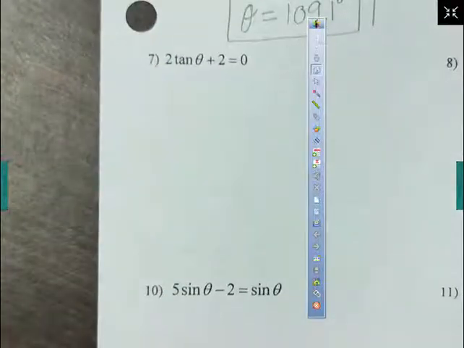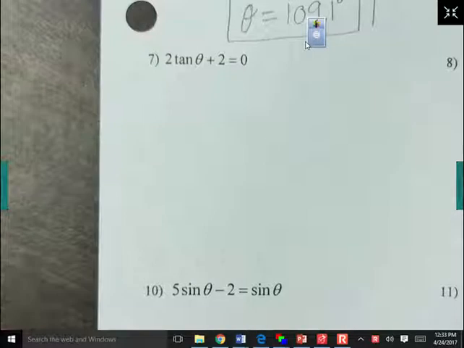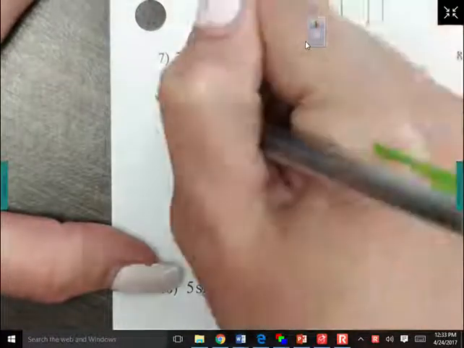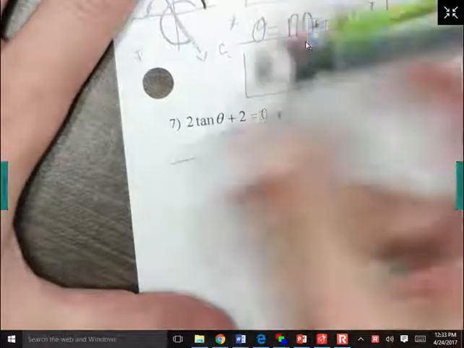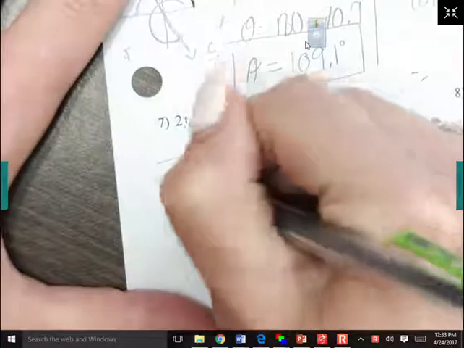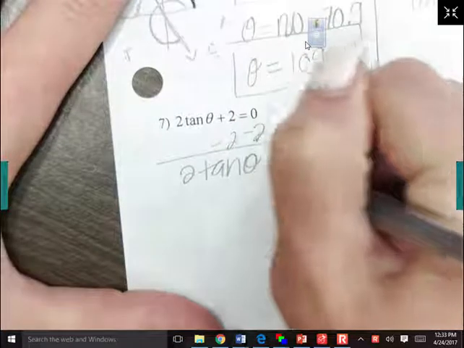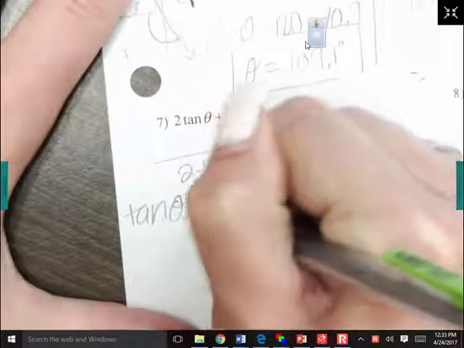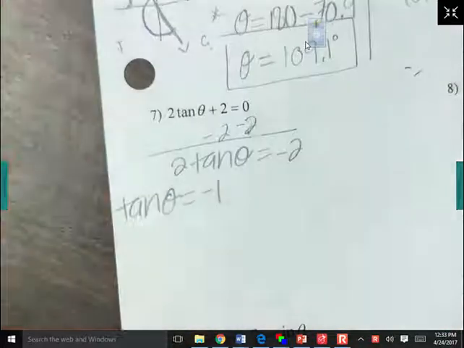Look at an example like number 7. On number 7, we want to get the tangent by itself. So what we're going to do is subtract 2 from both sides. And that leaves us with 2 tan of theta is equal to negative 2. Divide by 2, and we just get tan of theta is equal to negative 1. All I did is solve for tan of theta there.